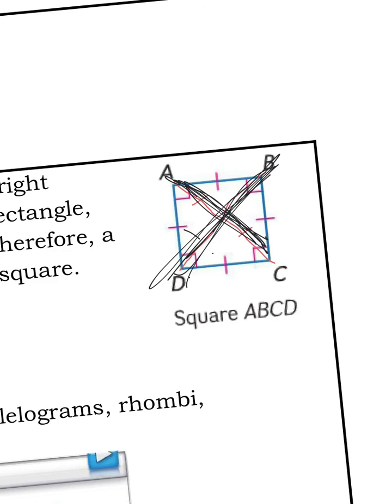That's why I marked them with different dashes. But here, with the square, I could mark 1 dash here, 1 dash there, 1 dash there, 1 dash there, because they're all the same length, because the square has 4 even sides. So that's about as much as I can say about a square.